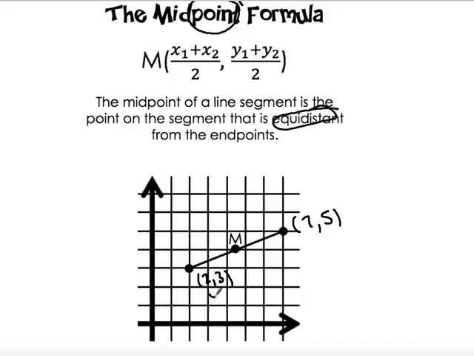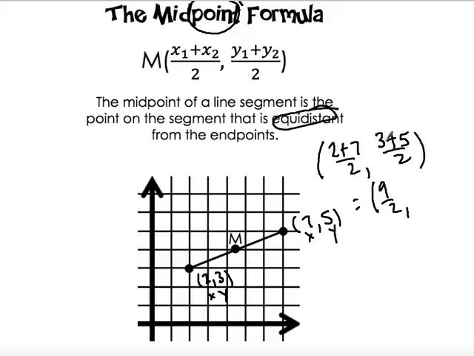I need to know my x's and my y's. Remember, x's are always first, followed by y's. To find out what that midpoint was, I would say 2 plus 7 divided by 2 and 3 plus 5 divided by 2. So take my x's, 2 and 7, add them together, divide by 2. Take my y's, 3 and 5, add them together, and divide by 2. I can keep going. 2 plus 7 gives me 9 divided by 2. And 3 plus 5 gives me 8 divided by 2.